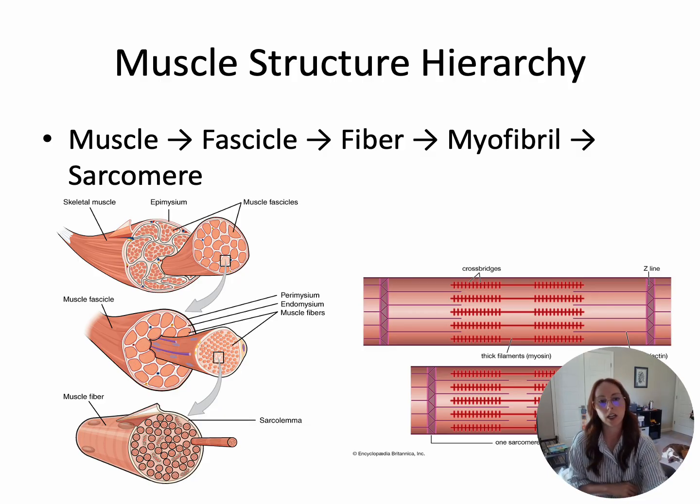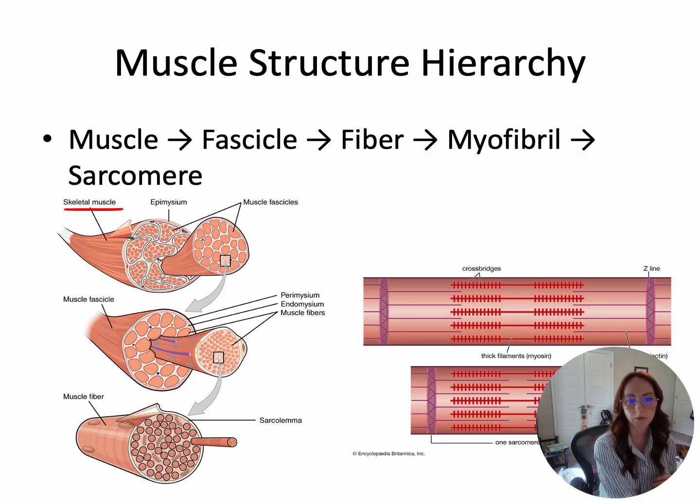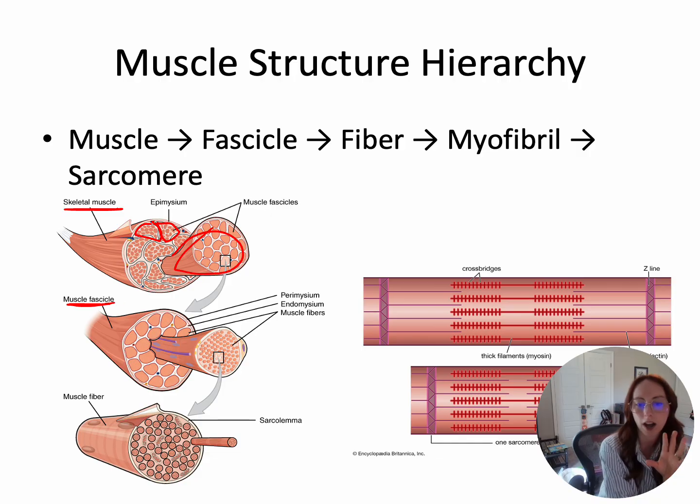All right, and now we're going to be diving deeper into muscle structure and hierarchy. So the muscle breaks down into various components. You start off with the skeletal muscle, which breaks down into these tiny little components, a muscle fascicle. And that muscle fascicle breaks down even further into muscle fibers. So it's composed of all these different muscle fibers.